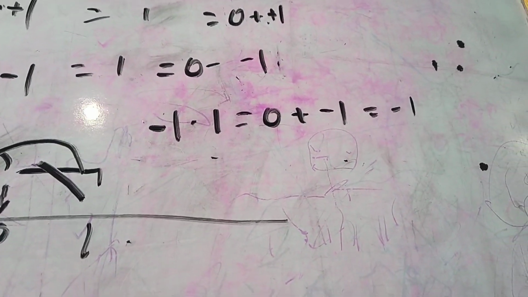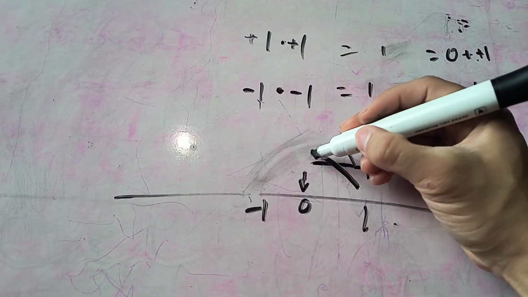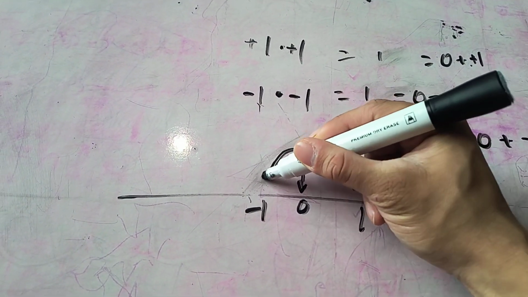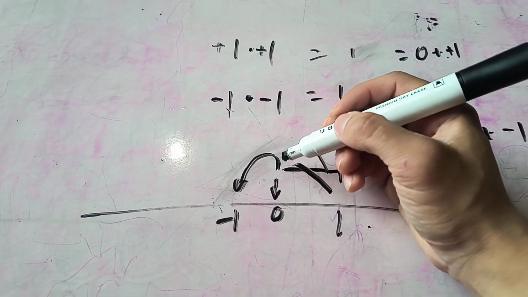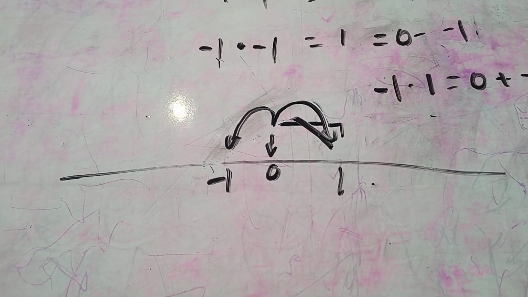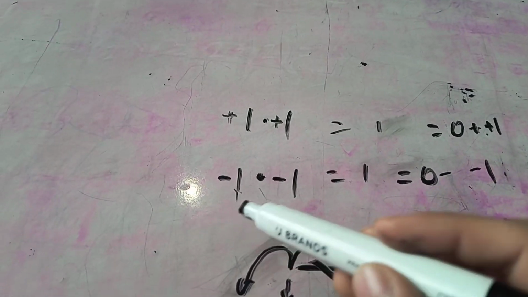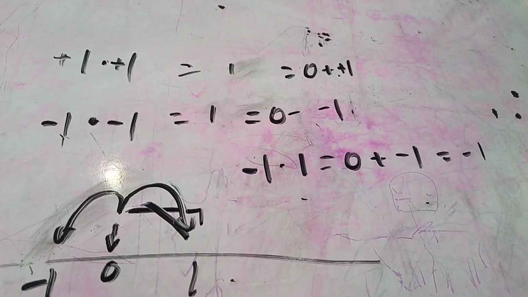Because 0 plus negative 1 is negative 1. Right? 0 minus negative 1 would be positive 1, because negative makes you go in the negative direction, the opposite direction of a negative.